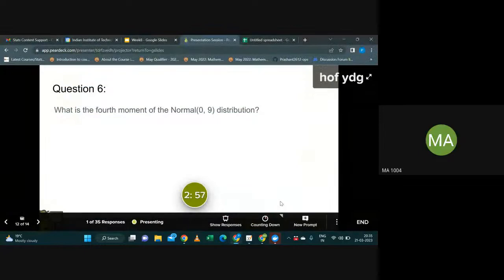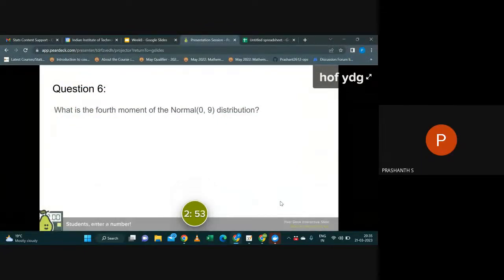So we should use the MGF expansion in this question. Correct. You know how to find the first moment and second moment from the MGF? Suppose I'm saying the kth moment, then it is the coefficient of lambda raised power k divided by k factorial in the expansion. Here the question is about the fourth moment, so it should be the coefficient of lambda raised power 4 divided by 4 factorial. So you have to expand e raised power lambda squared sigma squared by 2. Are you getting my point?